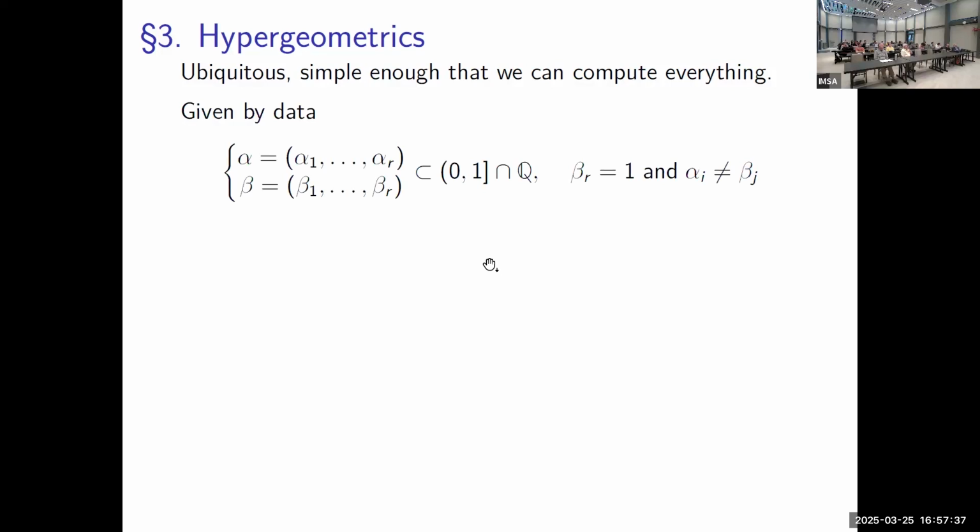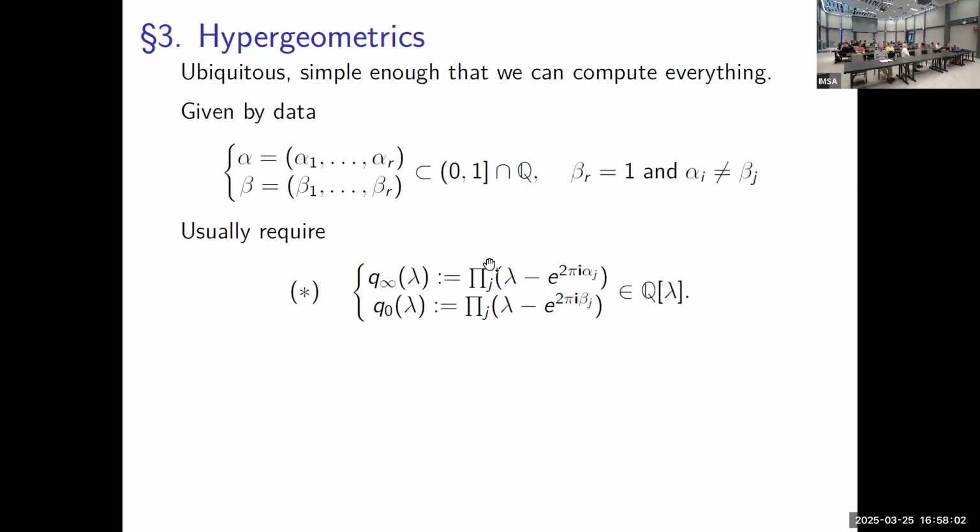They're given by data, where you just take 2R rational numbers between 0 and 1, possibly including 1. In fact, we take the last beta always to be 1, so that we have at least one power series solution. And as you'll see in a moment, none of the alphas equal any of the betas. We're usually going to require that these two polynomials, Q infinity and Q0, also are rational, which is to say that the hypergeometric indices alpha 1 through alpha r and beta 1 through beta r are balanced in some sense.